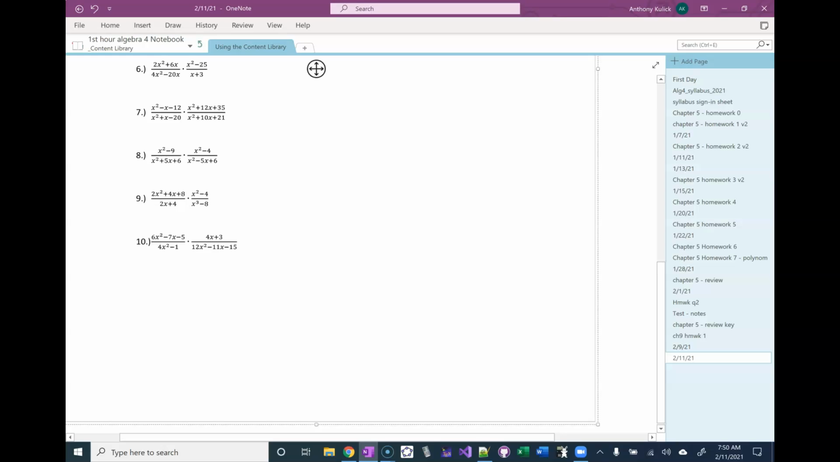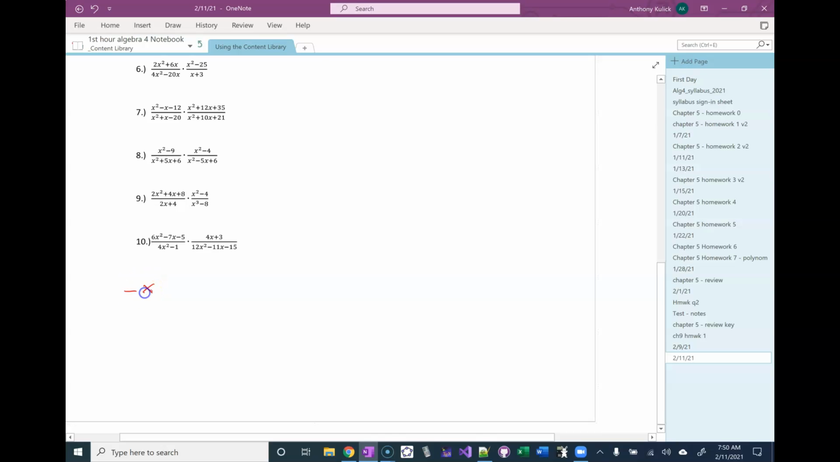So this is a multiplication problem. First thing we'd want to do is start by factoring. Unfortunately, when I look at these, all four of my polynomials here have leading coefficients that aren't 1, and there's no greatest common factor that's easily identifiable to make that problem any easier. So we're stuck doing the long factoring.